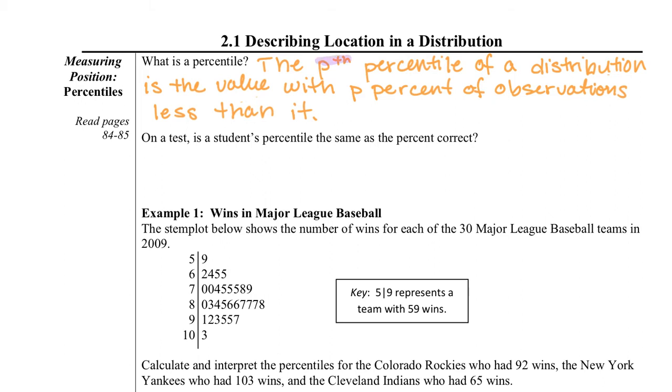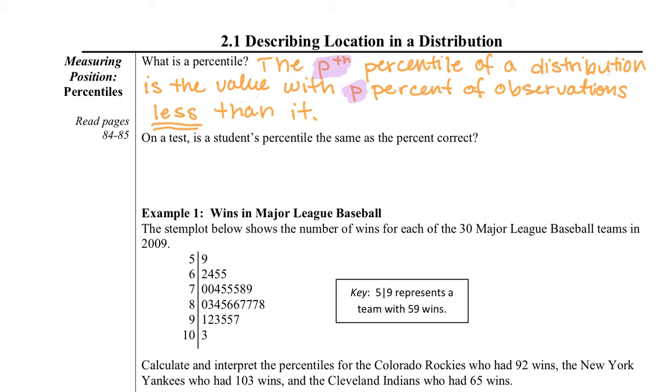The pth. So what we're going to be doing is replacing that p with an actual number, that's a variable. So the pth percentile of a distribution is the value with p, there's that same number again, percent of observations less than it. So that's the key word there. How many observations are less than that? So that's a weird definition.